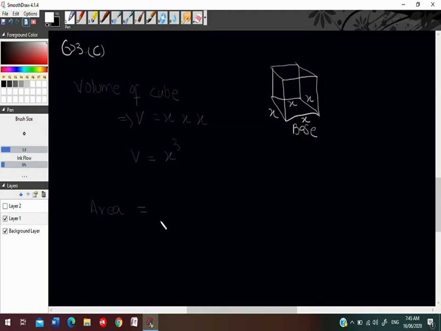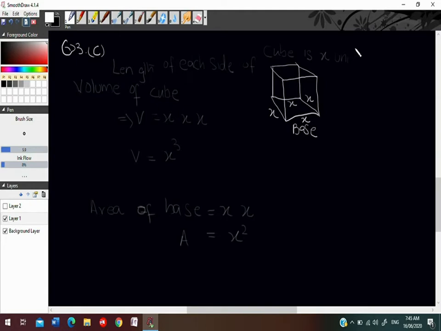And the area of a base, area of the base is equal to x multiplied by x, so A is equal to x square. Here I will write: the length of each side of the cube is x units.